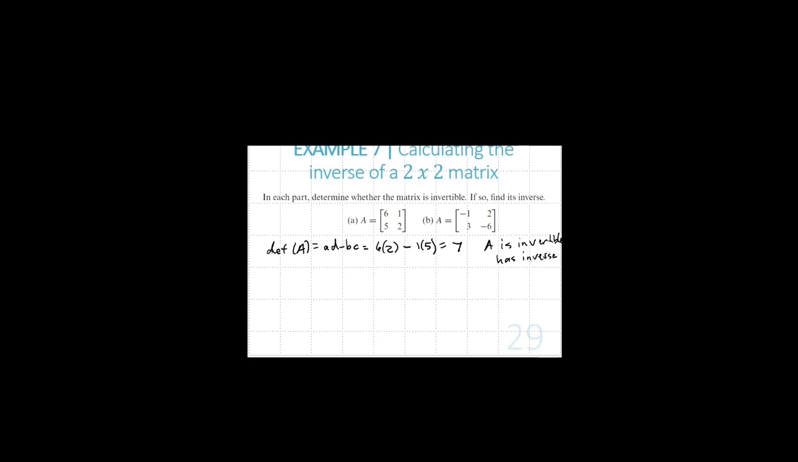So you just did the 6 times the 2 across and 5 times the 1. Yep, so this would be the A position, this would be the D position, this would be the B position, and that's the C position. So I did AD minus B times C.